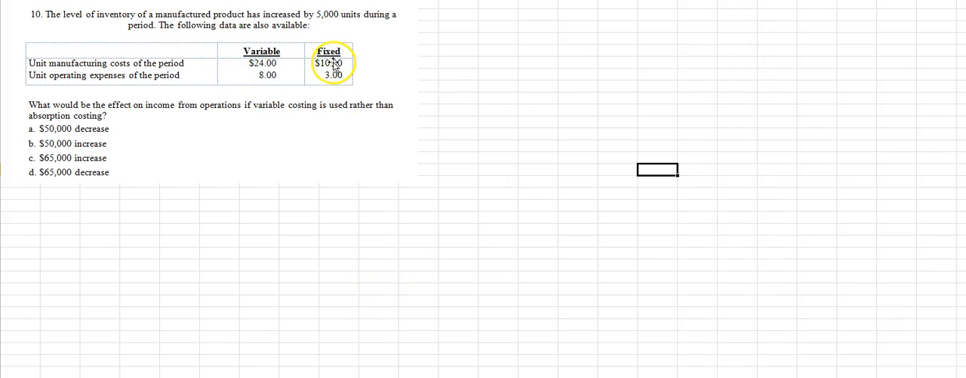So again, we have another similar problem here. We already know that we want to focus on this 10. It says the level of inventory of a manufactured product has increased by 5,000 units, okay? So I'm going to try to do this the simple way, see if it helps you. So I know 5,000 units is what it increased, right? If you don't understand the logic, just go back to the other problem. So that's the increase in units, the increase in inventory. Okay? And it says the following data.